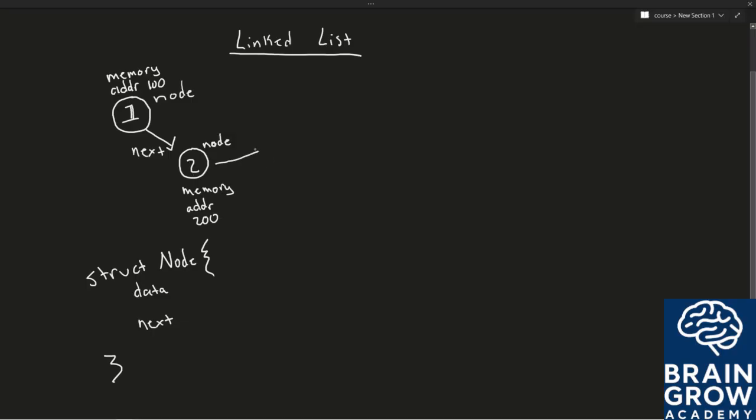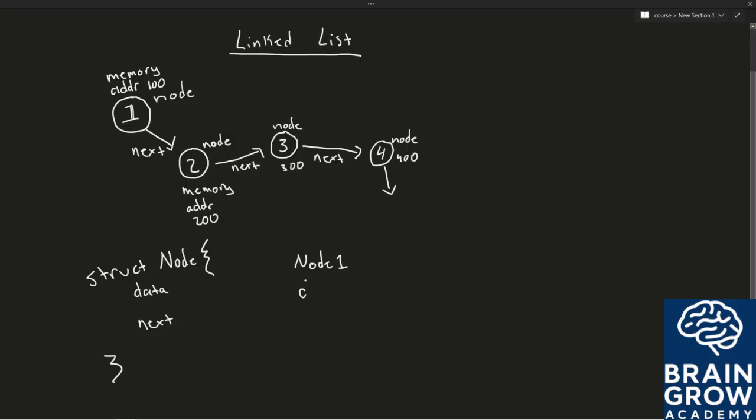So now we can point this node's next value to node 3, and then we can point this node's next value to another node 4, and then we have one more piece that we can point 4 to. So let's just go ahead and fill this out. So we'll say this is our next link, and we'll say this is memory address 300 and this is memory address 400.